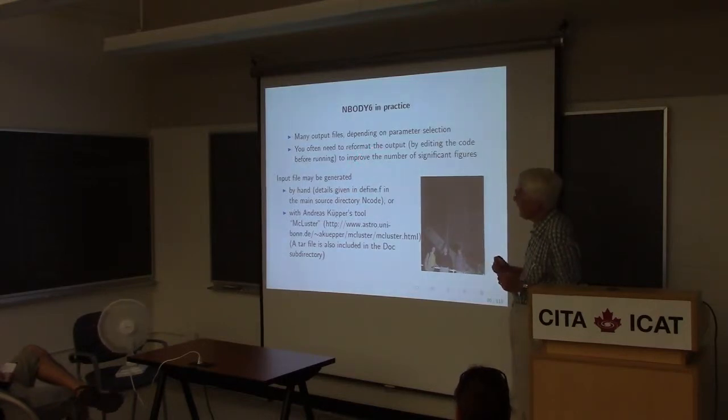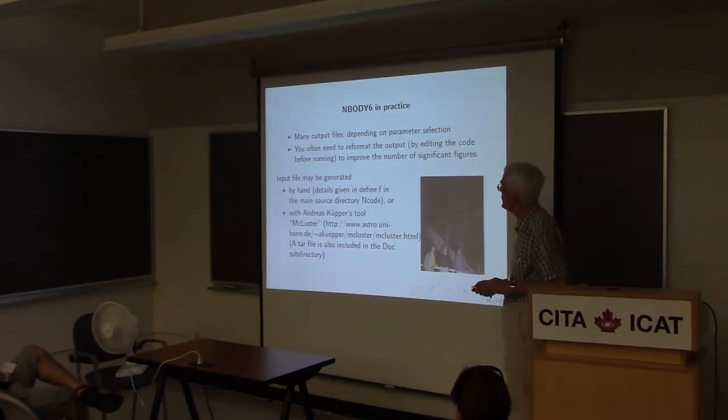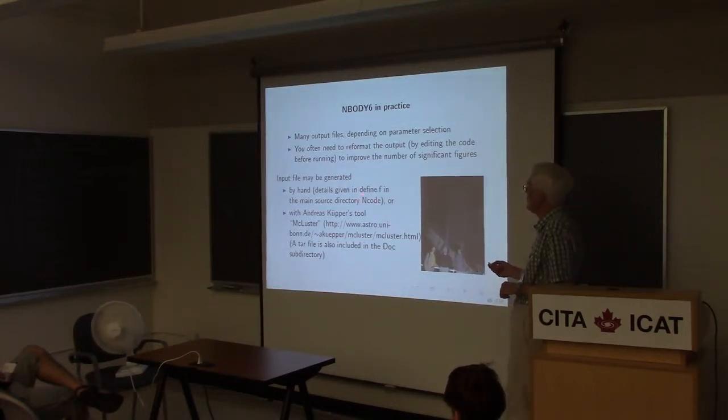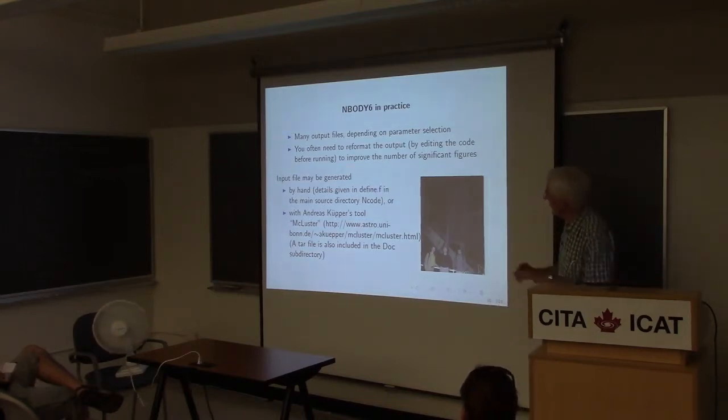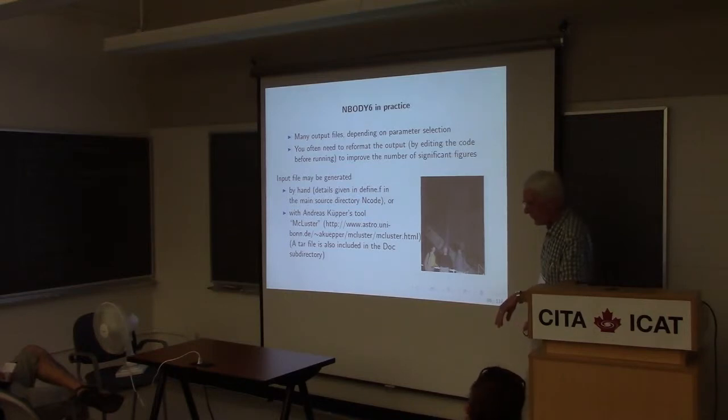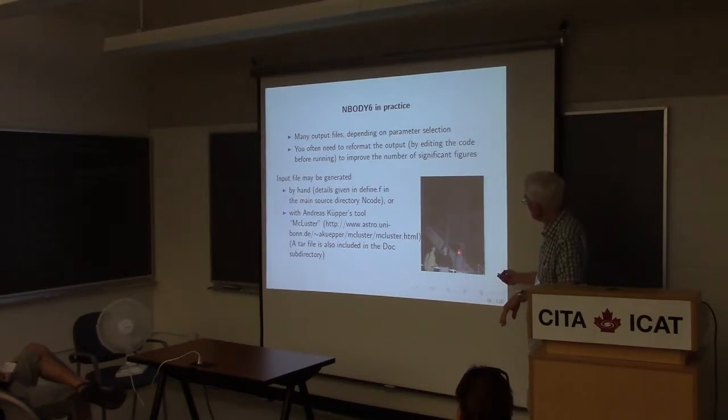But you often need to reformat the output. It's done with very sparse numbers of significant figures in the output and so on. There are various things to watch for. The input file, I said, was one of the difficulties of using the code. You can actually construct these by hand with a little bit of care, but Andreas Kupper devised a nice tool called the cluster tool, which you can download. It's also included in the stuff you get from the N-body 6 directory. That allows you to specify the input parameters in a somewhat more controlled fashion.